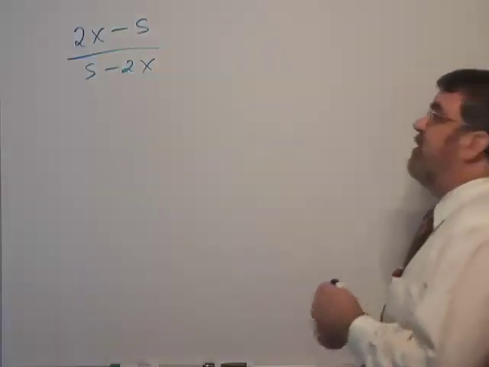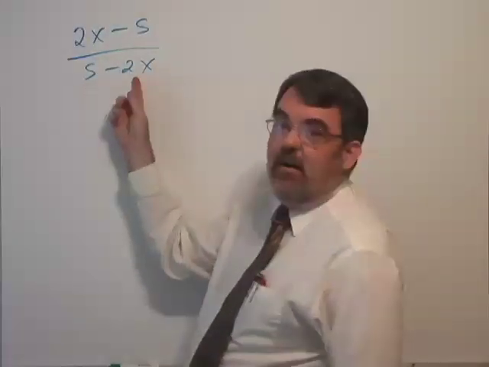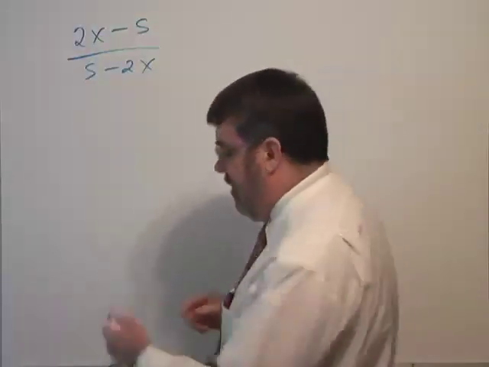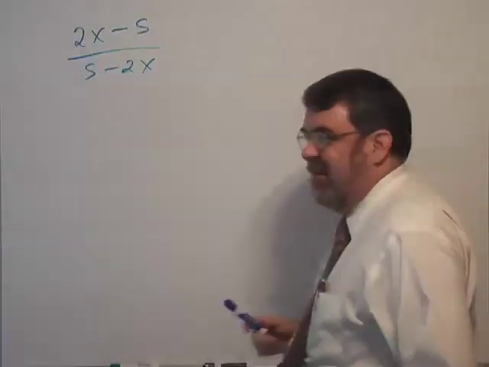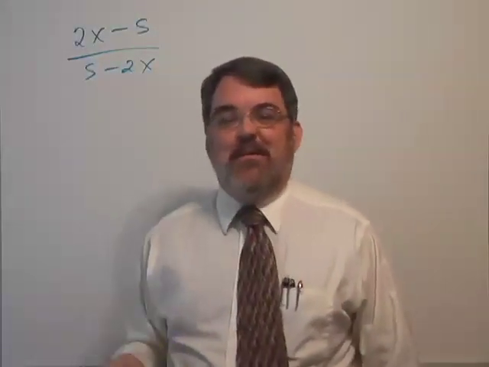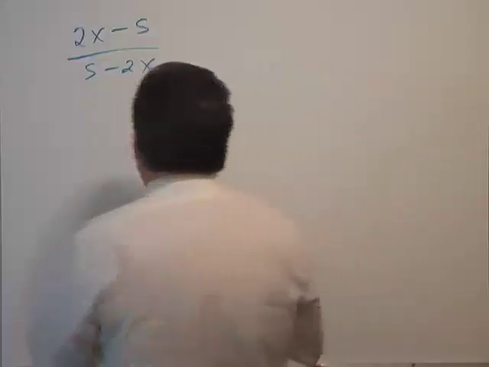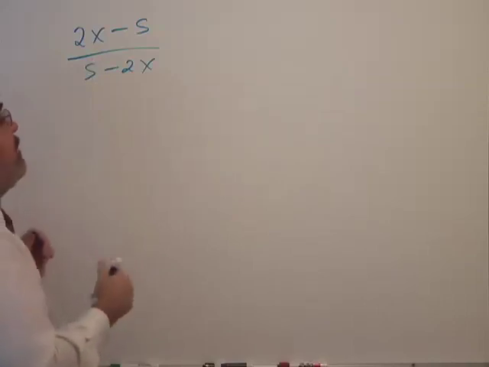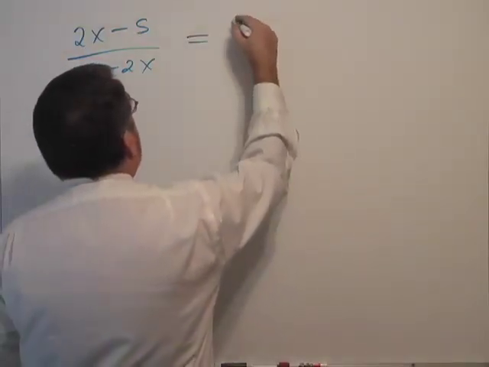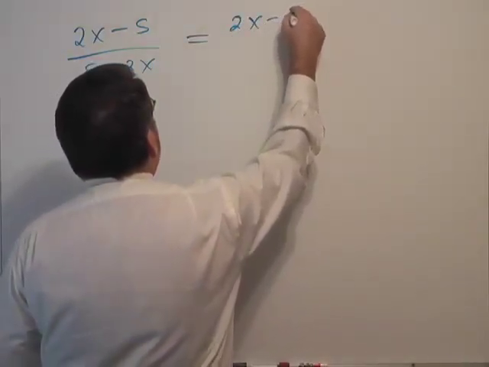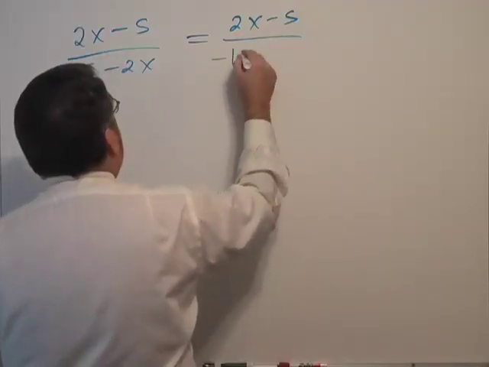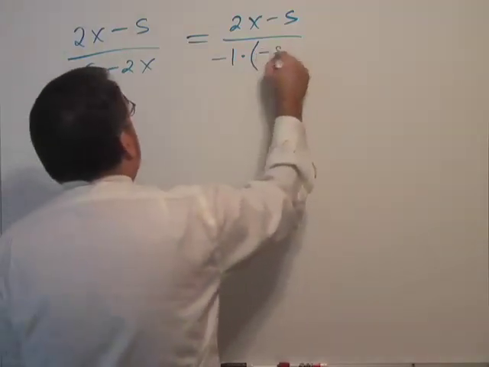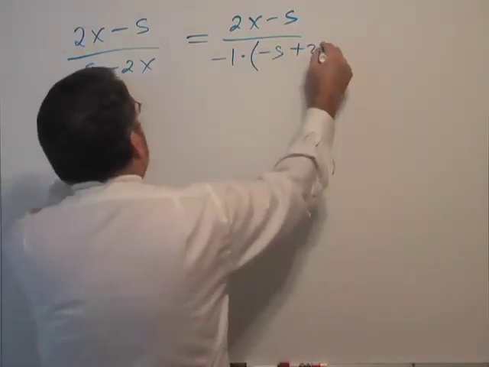Because if you look more closely, you'll see that 5 minus 2x is the opposite signs from 2x minus 5. So here's the long way of justifying what I want to tell you about this type of problem. We can factor out a negative 1 from either one, top or bottom, but let me pick on the bottom. 2x minus 5 over negative 1 times, if I factor negative 1 out of 5 becomes negative 5, and out of here it becomes plus 2x.